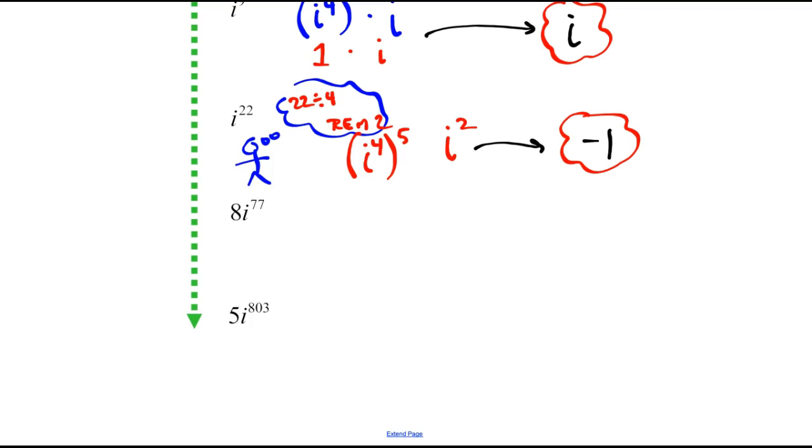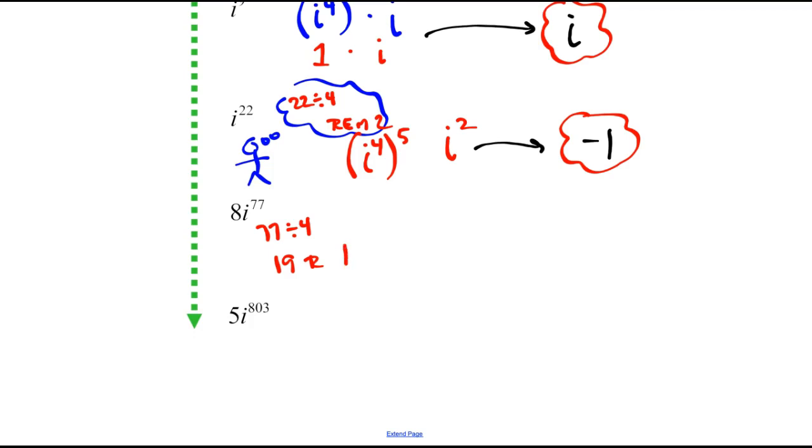What are you talking about, Mr. Boyle? I just did 77 divided by 4, and I got 19 remainder 3. That's what I just did. Is that right? Or is it remainder 1? Remainder 1.